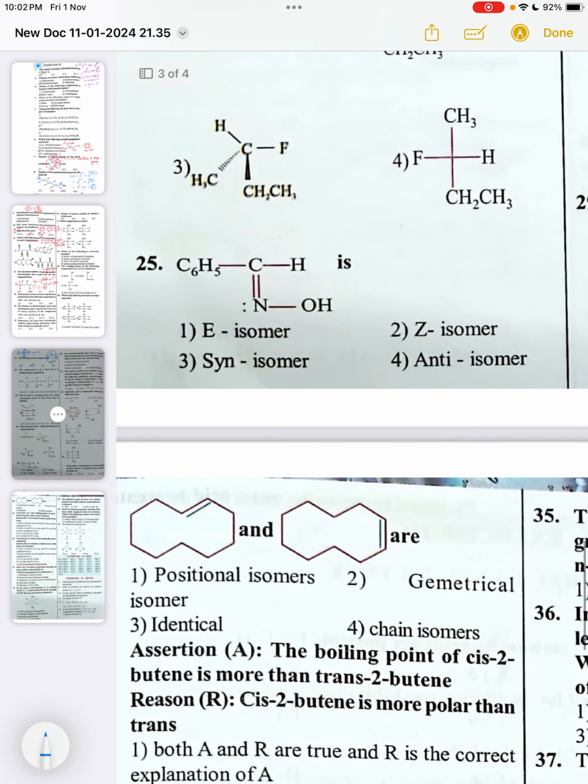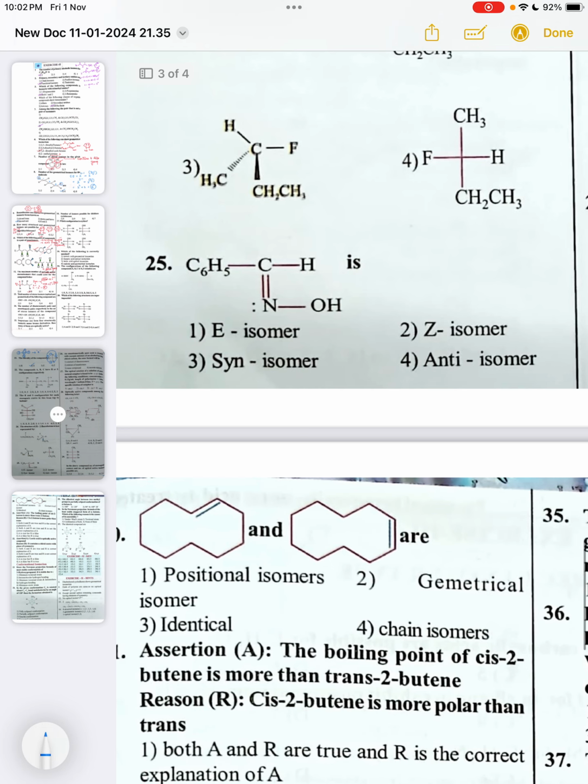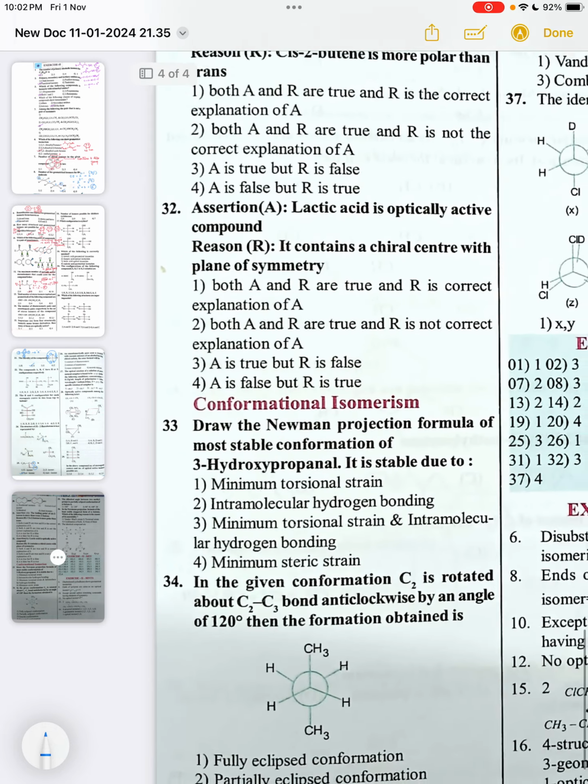Remaining questions, we have to discuss in the class. Question 25 is related to the question we just discussed, that is E and Z isomerism. Here H and OH are both on the same side of the double bond, that's why it is a syn isomer. Which isomer? Syn isomer.